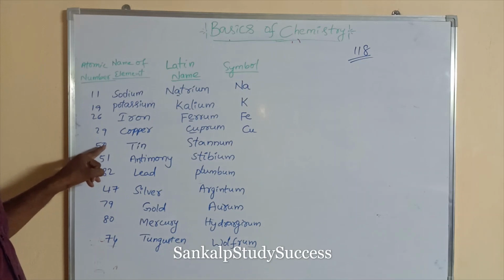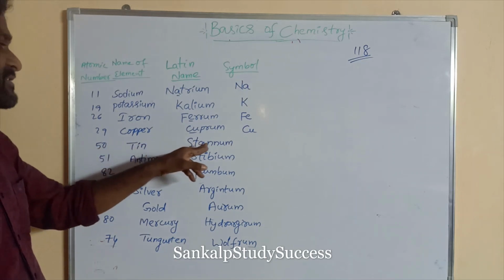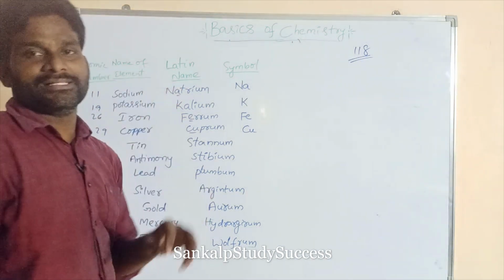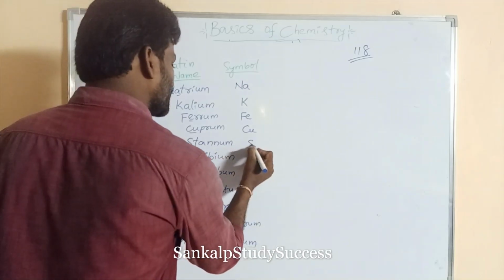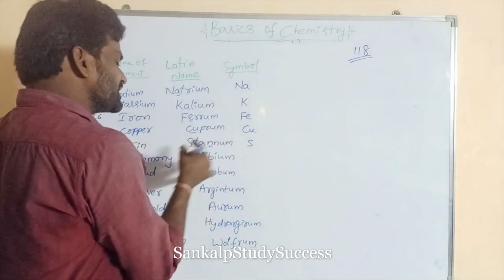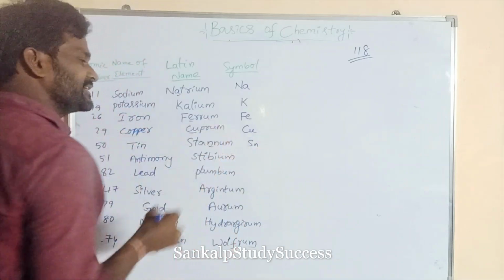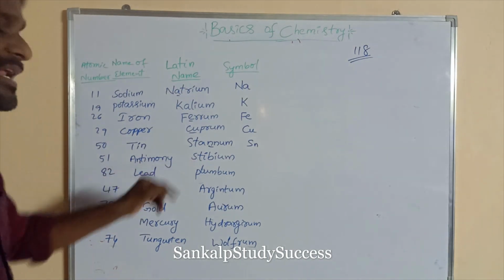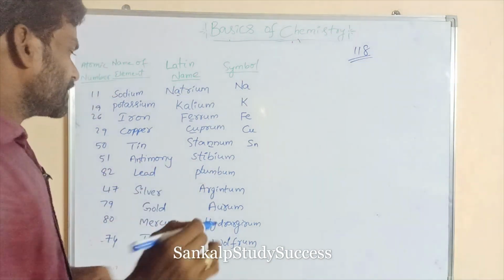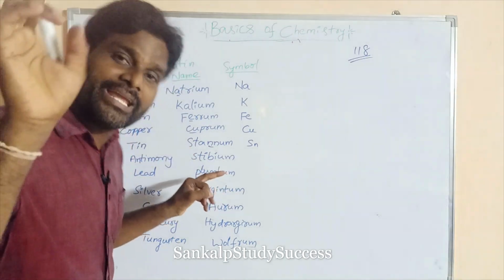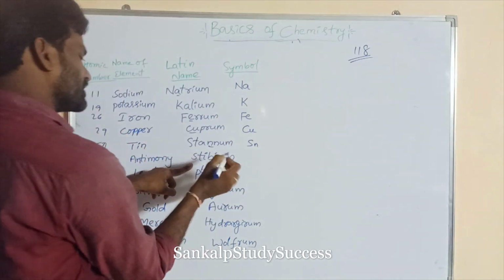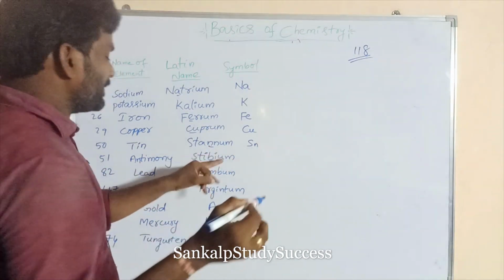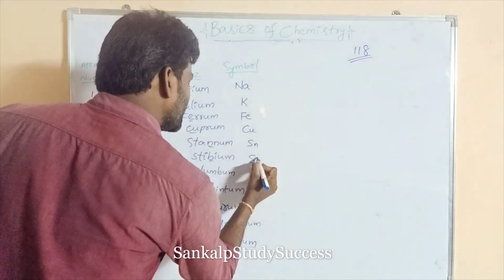Similarly, next element tin. Its atomic number is 50. What is its Latin name? Stannum. Here S is already given for sulfur. So the first letter, and here the stressing letter N is added to the first letter: Sn. Next, 51, antimony. Its Latin name is stibium. What is the first letter? S is already given for sulfur. So here not the second letter, here the stressing letter. What is that? B. That B is the stressing letter, added to the first letter: Sb.